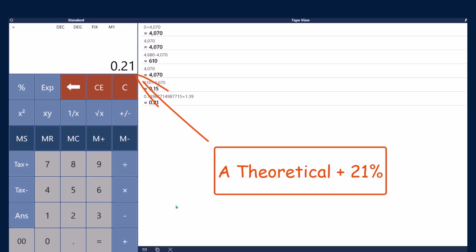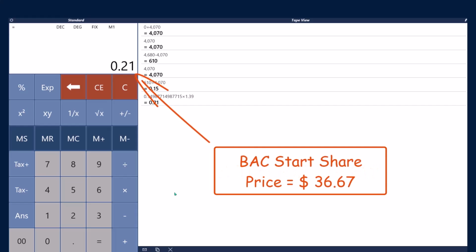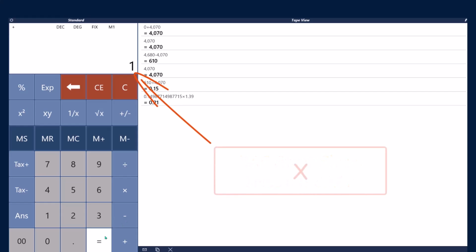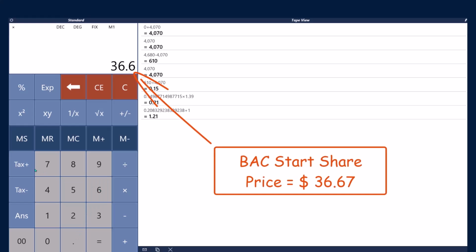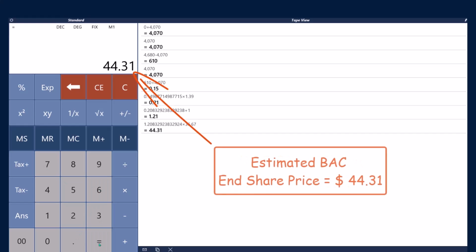Okay, so let's work out, if the initial share price was $36.67, where we would be at the finishing share price. So we add 1, so we can multiply that out. The initial share price was 36.67. We would get an end share price of $44.31.